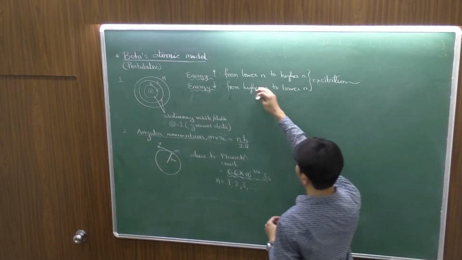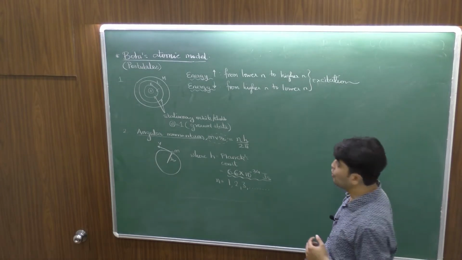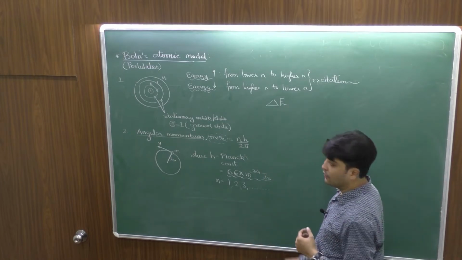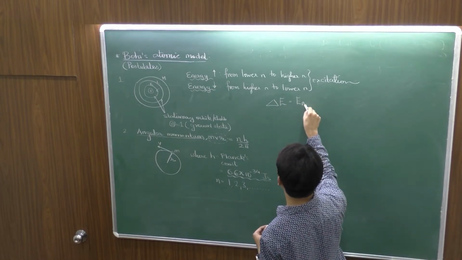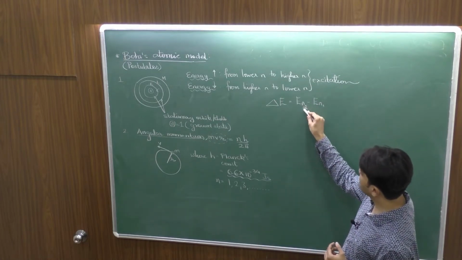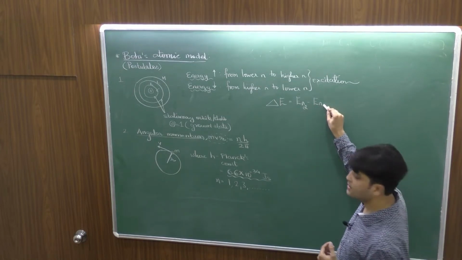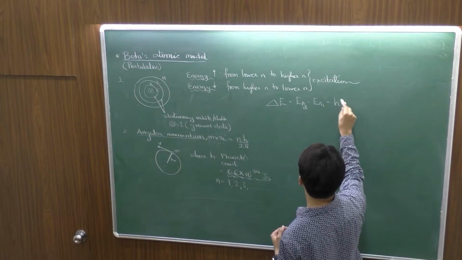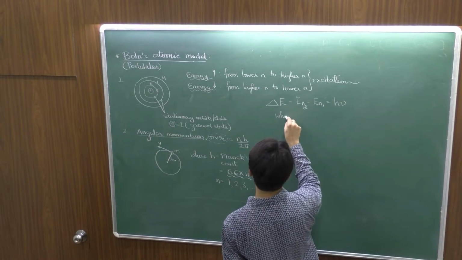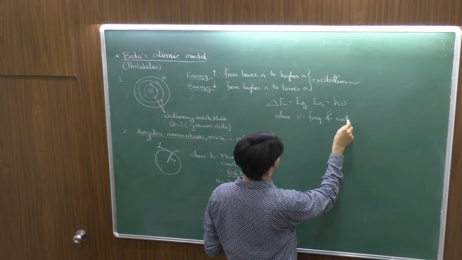Okay? Now, it states that whenever it excites either from lower to higher or higher to lower, the difference in the energy, delta E, which is equal to E of N2 minus E of N1, which is the energy of the higher state, any N2 state, minus the energy of the lower state, any N1 state, is always equal to h into nu. We write nu as this. What is nu? Nu is the frequency of radiation.